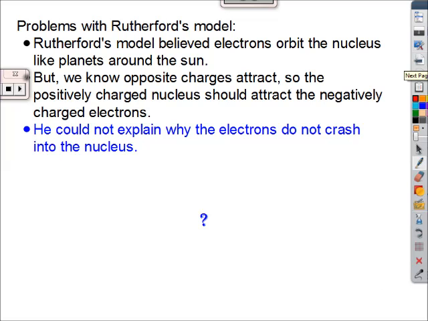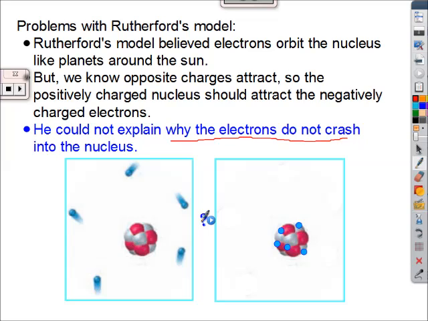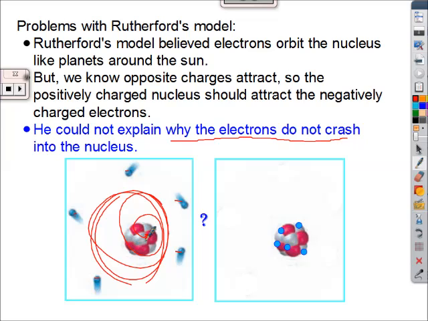Some problems with his model, though, is he couldn't explain why the electrons don't crash. If positive and negative charges, opposites attract, how come the electrons don't just crash and stay stuck in the center of the nucleus? He couldn't explain it with his model, because his model said if I have these negative electrons out here, as they're moving around they should eventually hit here and stick, so that it would look like this with these little negative electrons stuck all over the nucleus. But it doesn't look like that. So why?